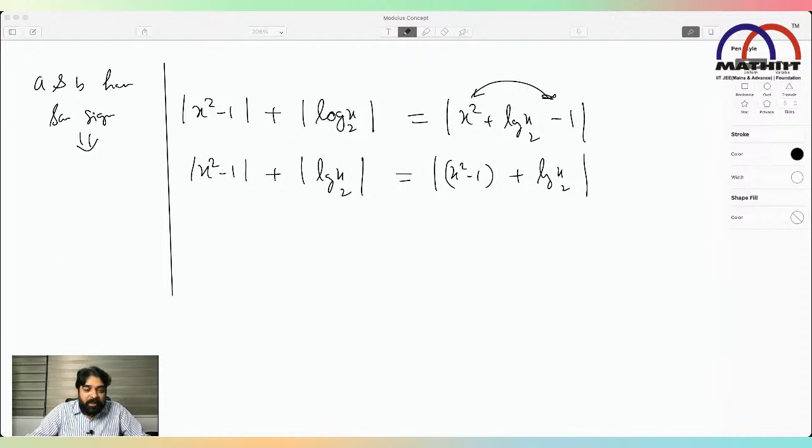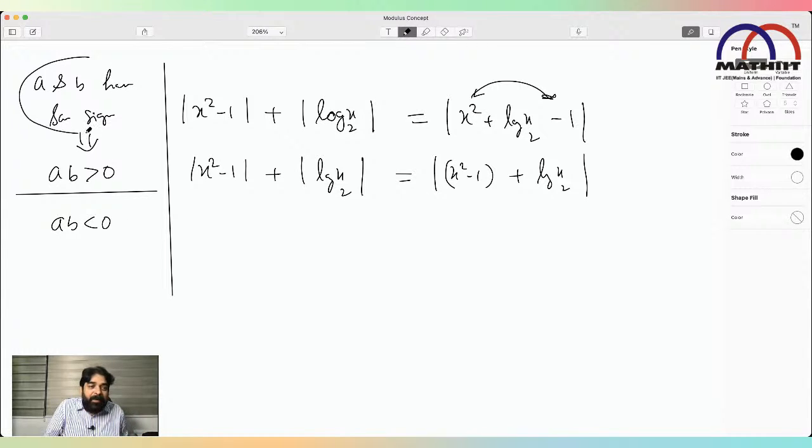So A and B have the same sign. That is the meaning of AB greater than 0 or A by B greater than 0. A and B having opposite signs means AB less than 0. That's the only thing. This is the mathematical way of writing the same statement, which I wrote like this.